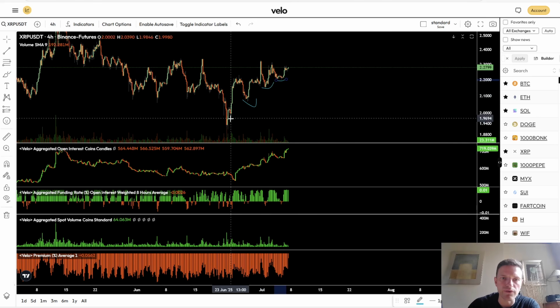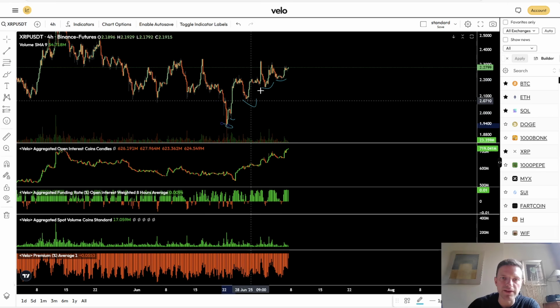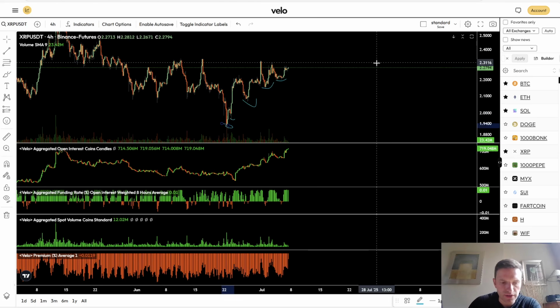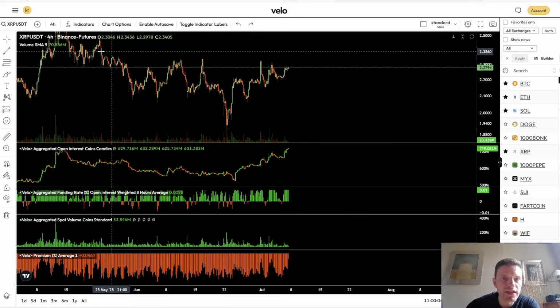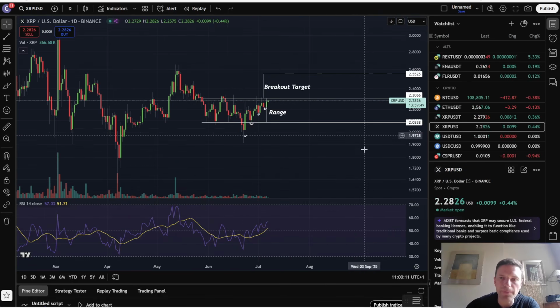Sorry, you know my drawings are awful when I just do it freehand like this. Here's the low, and then since then we've made a series of higher lows. But what we can also see is XRP is within a range, and let me see if I can show you that on here. I'm going to go back to Velo in 1 second, but XRP is within this range.